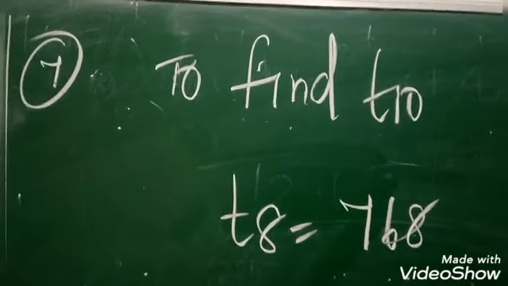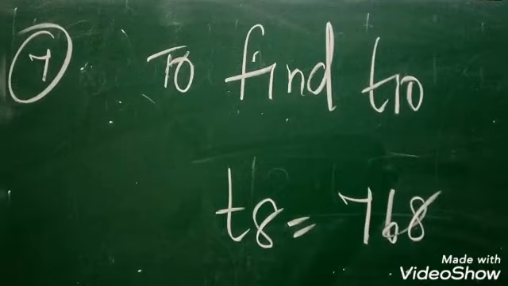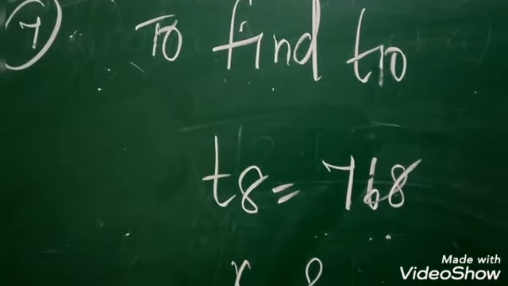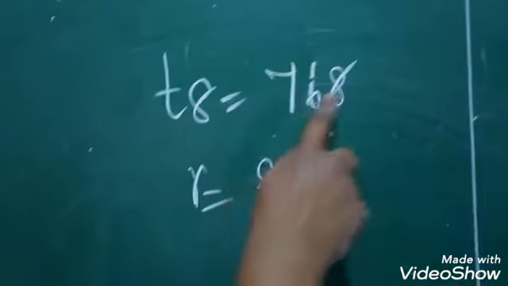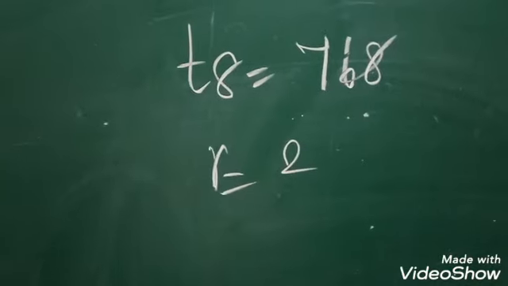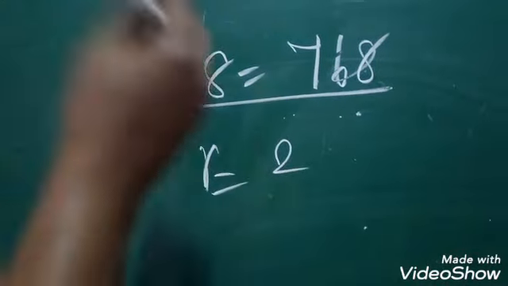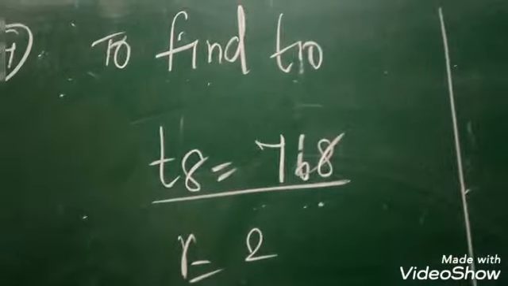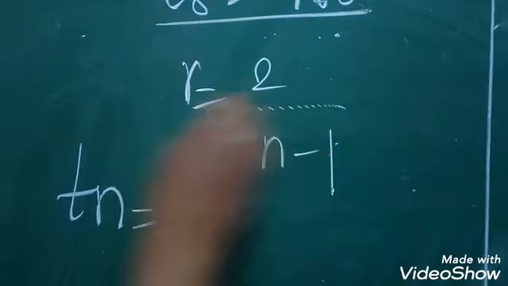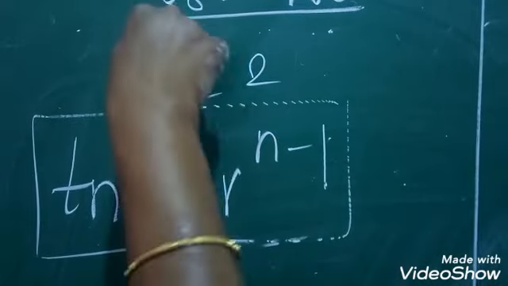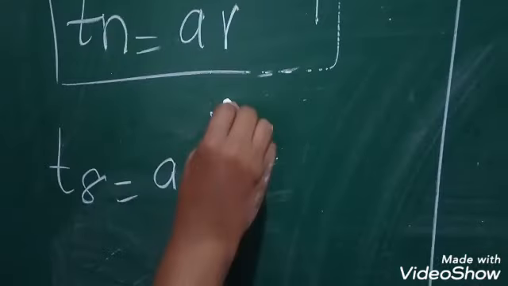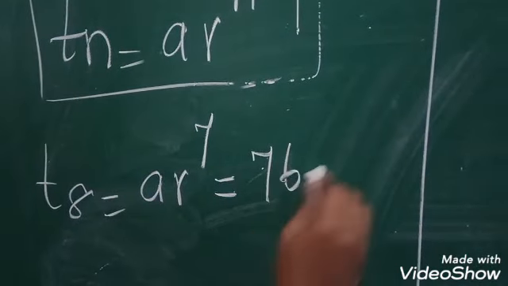See the 7th sum girls. Find the 10th term of a GP. Yes, to find T10, the question is: whose 8th term is 768 and the common ratio is 2. The common ratio is given, the 8th term is given. You want to find out the 10th term. Yes, we know that Tn is equal to A r power n minus 1. Okay girls. Here T8 is given, so T8 is equal to, how do you write? A r power 7, then 768.